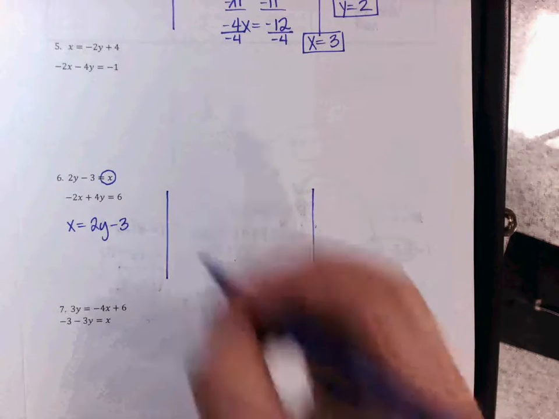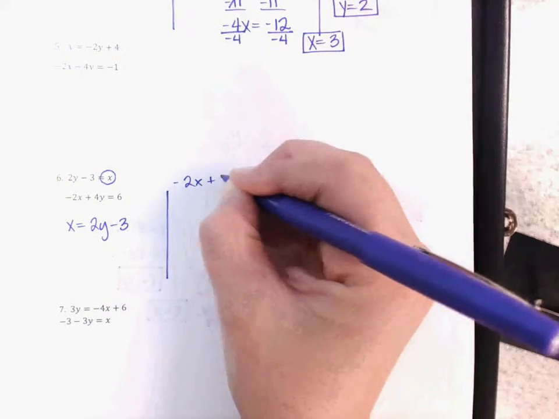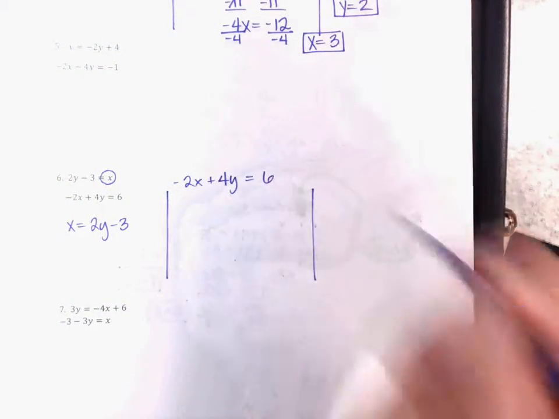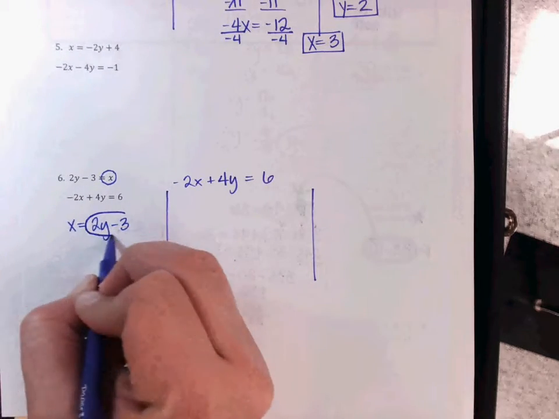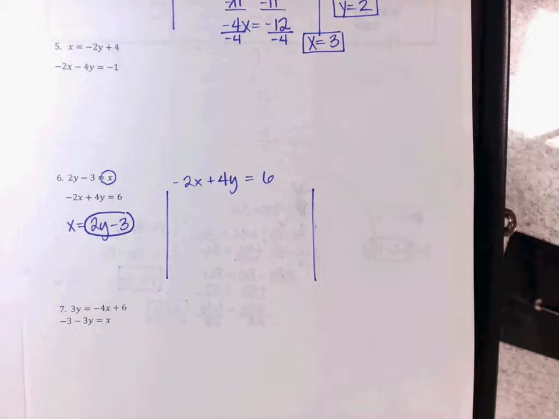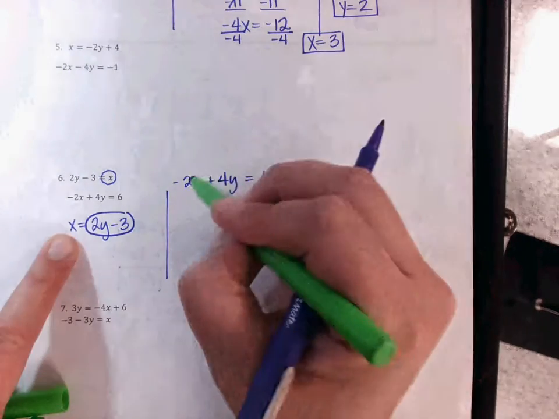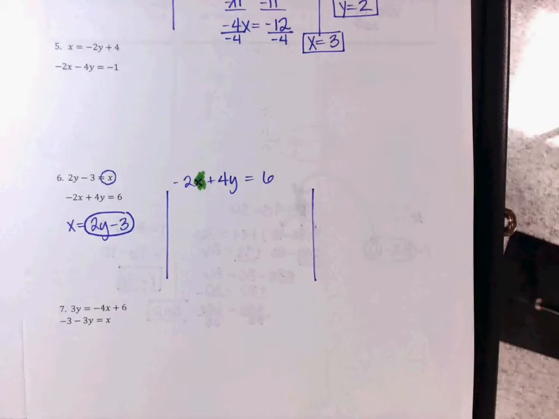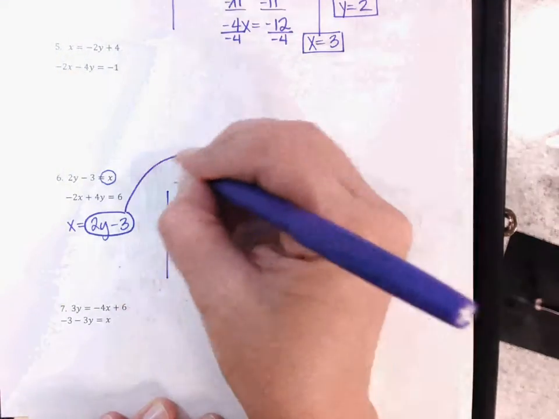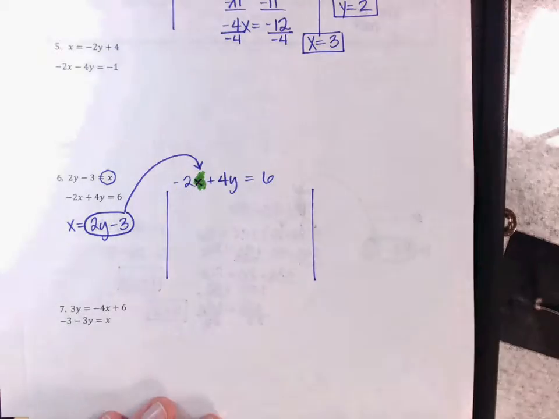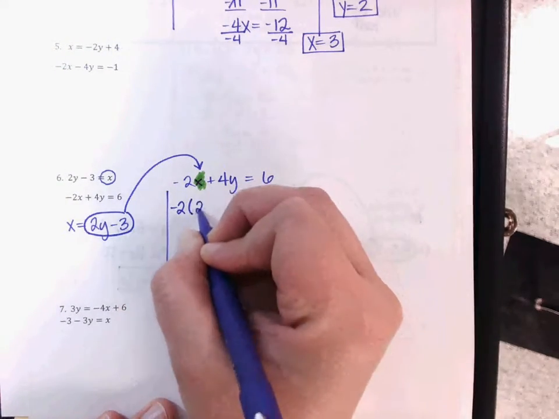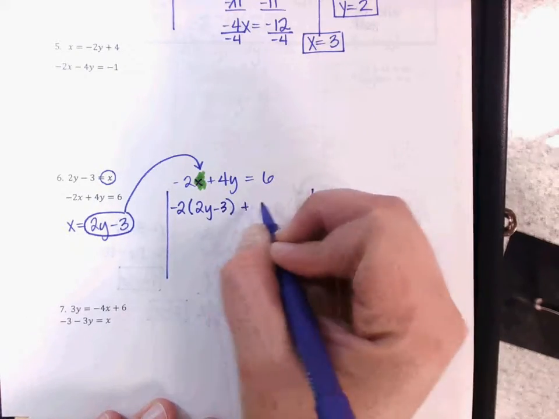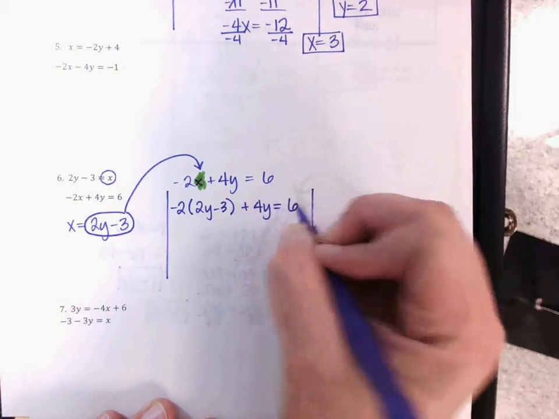Then in the middle, negative 2x plus 4y equals 6. From there, 2y minus 3 is my substitute. It always takes out the letter that was alone. So in this case, my x is alone. That means my x is the one I'm taking out. So I'm going to plug it in right here. Will I need to use parentheses when I substitute? Yes, because there's a negative 2 in the front. So 2y minus 3 goes in, 4y, 6.